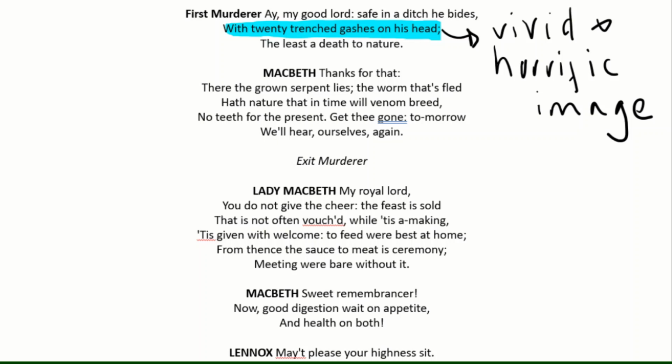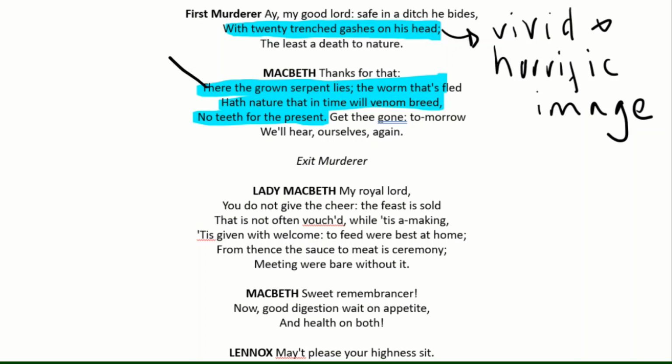And Macbeth says that the adult snake, serpent, lies in the ditch, but the young snake, the worm, which is Fleance, has escaped. And in time it will become poisonous, will breed venom and threatening, but for now he has no fangs, no teeth. And then he asks the murderer to leave. Now this is particularly important because earlier, when trying to persuade the murderers, he says that the snake has been scorched.